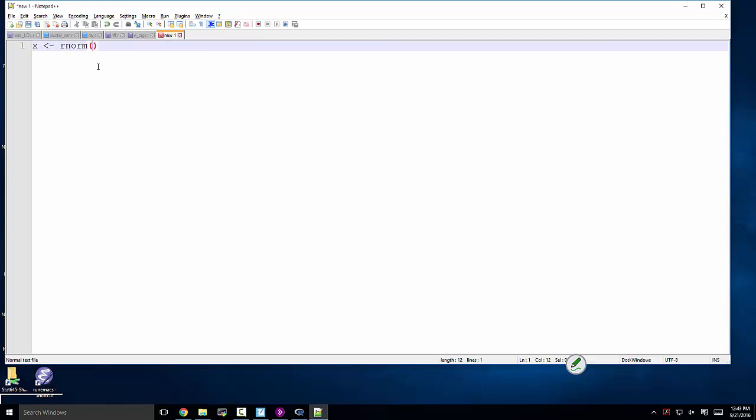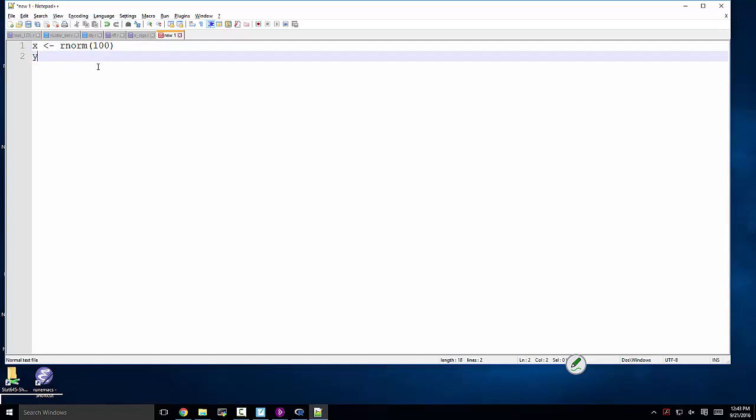rnorm, give me 100 observations, say. I'll leave it default choices for mean and variance. That will give me mean 0, variance 1 by default. And then let's say that y is 2.5 minus 1.2 times x. This is like saying we have a linear regression model.